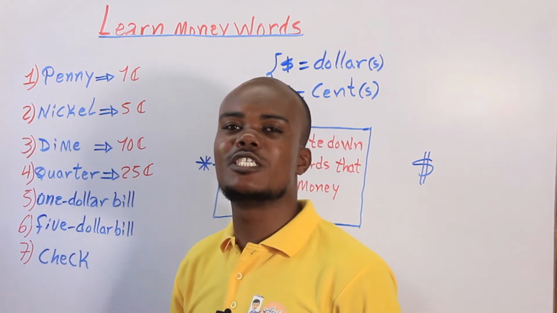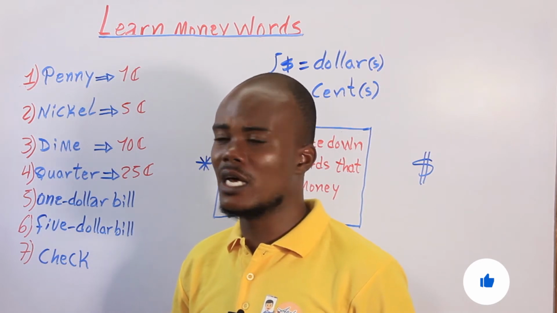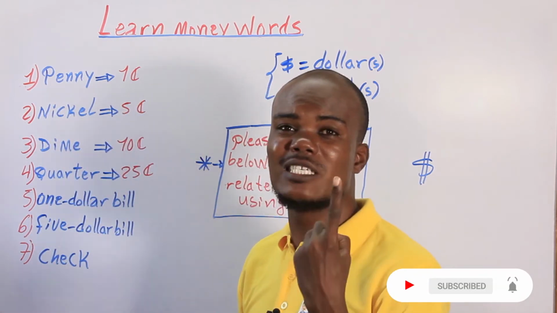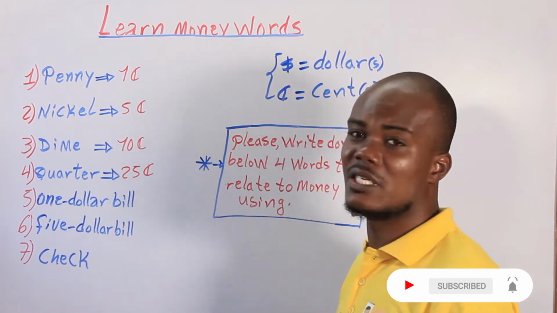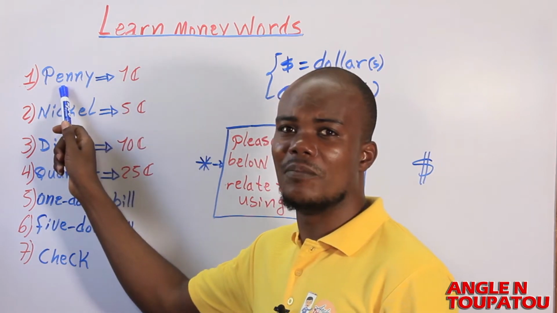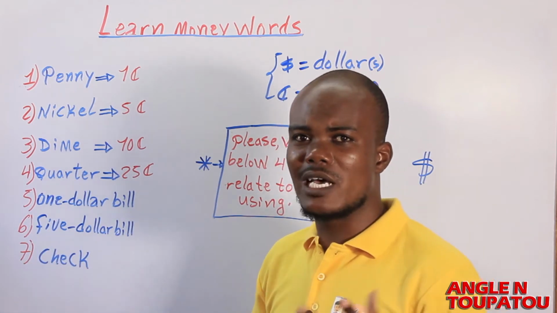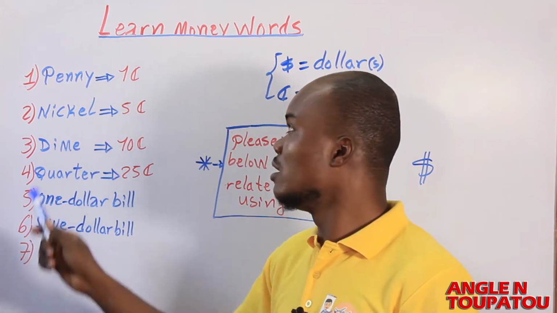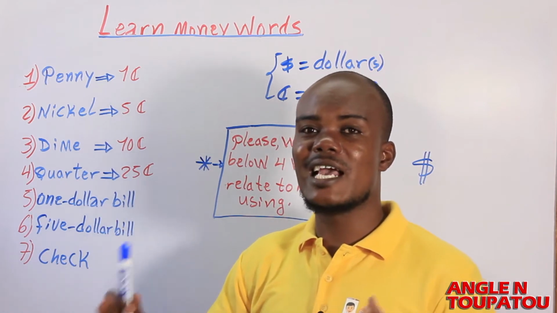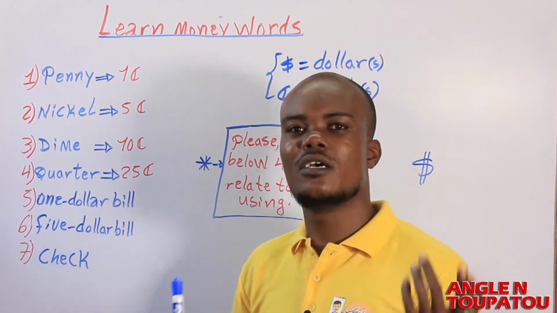And we have the first one, which is penny. Penny. Okay, penny. Penny is 1 cent. Ça veut dire un centime. 1 cent is a penny. Faut bien capter parce qu'après nous allons faire un exercice. A penny equals 1 cent. Un penny est égal à un centime. Alright? Penny is 1 cent. 1 cent is a penny.